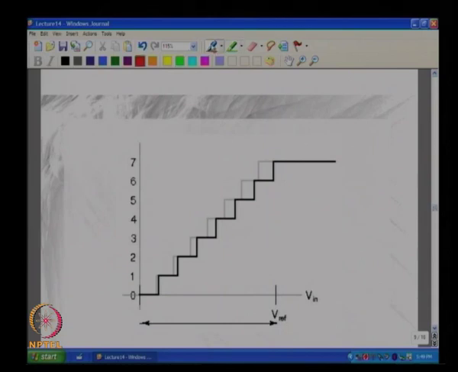So, this is an example of an error. This is the ideal staircase, and here is a case where the step size is uniform. However, that uniform step size is not the original intended step size of Vref by 8. And as you can see, please note that there are no missing codes, all the codes exist. It is just that you now have to excite the input a little more in order to get the same code in this particular example. You can also have a situation where the steps are smaller, in which case the slope will be large, right? And this is what is called a gain error.